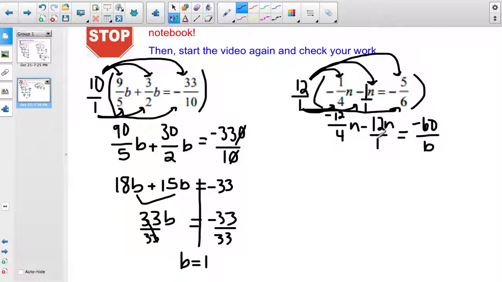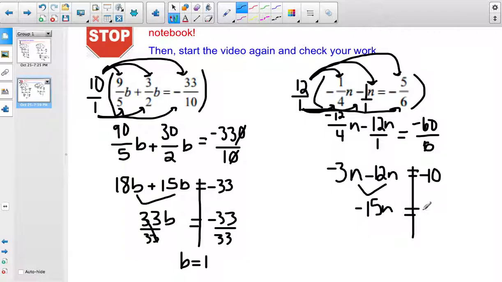Now we'll reduce each fraction. Negative 12 divided by 4 is negative 3, keep the n. Negative 12 divided by 1 is just negative 12n. And negative 60 divided by 6 is a negative 10. Now we will solve. These are like terms because they both have n. A negative 3 take away 12 more will actually be a negative 15n. And we bring down our negative 10.